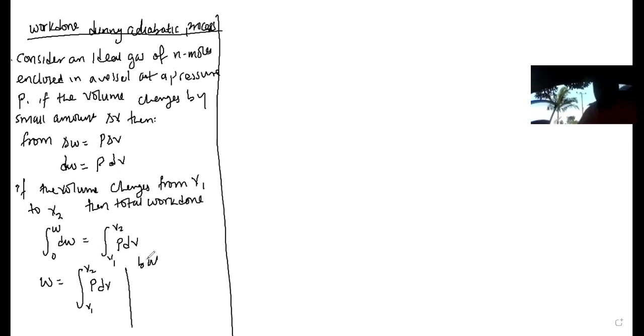But for adiabatic processes, PV gamma is equal to a constant. You can call that constant K, meaning P would be equal to K over V power gamma, which is the same as K V power negative gamma.